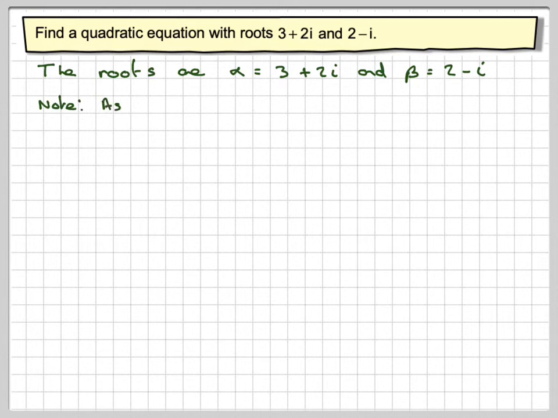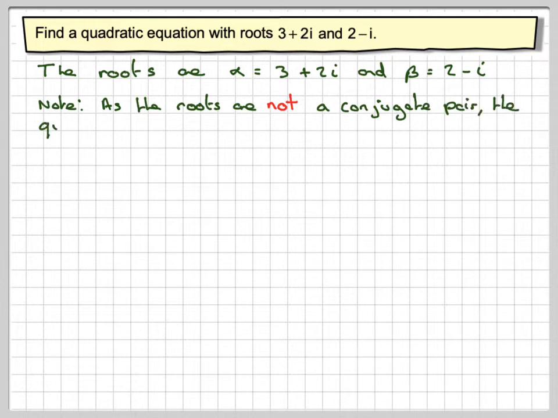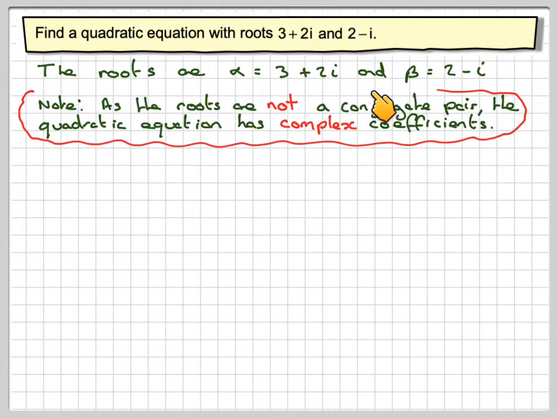So a little note here. As the roots are not a conjugate pair, what I mean by conjugate pair, if that's 3 plus 2i, that would have to be 3 minus 2i. Or if that's 2 minus i, that would have to be 2 plus i. So as the roots are not a conjugate pair, the quadratic equation has complex coefficients.